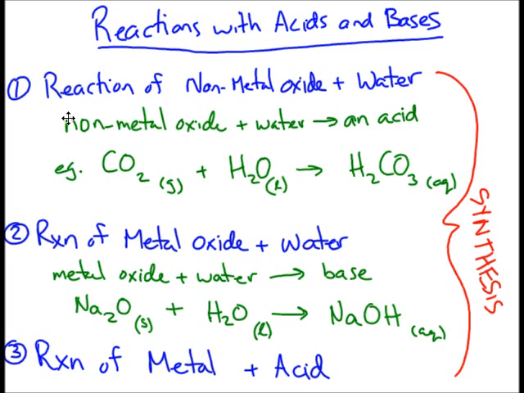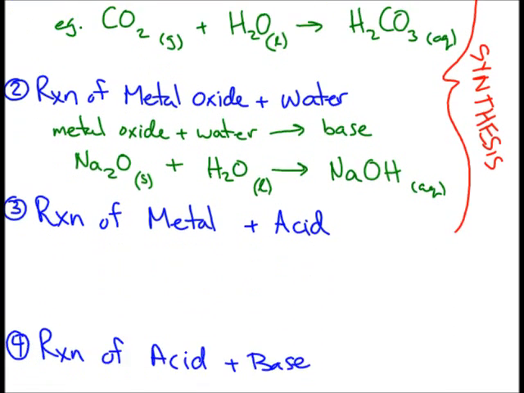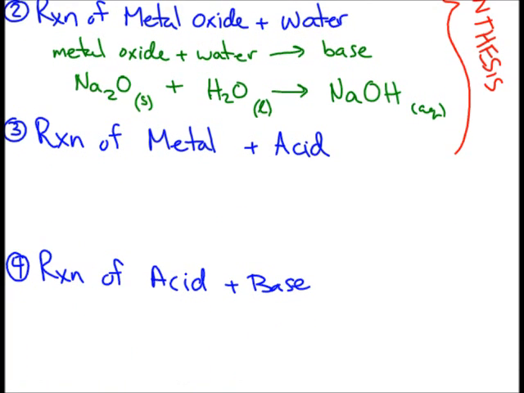Now, our third reaction that we're going to look at is the reaction of a metal and an acid. So let's say we were to take a chunk of sodium and put it into an acid. So metal plus acid will produce something. And in this case, we end up with two products. So let's take a look at the reaction. We'll use sodium and we'll use an acid. Let's use hydrochloric acid. It's a nice, easy one to work with.